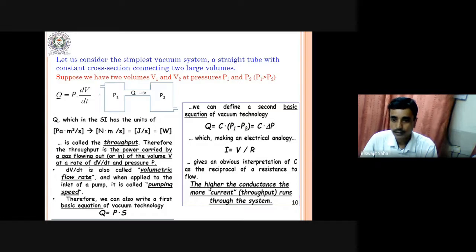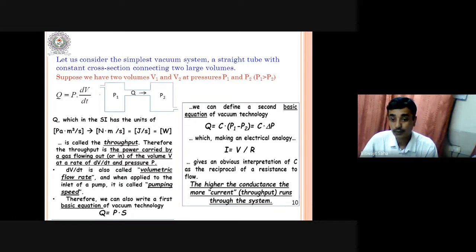And on the right hand side, we can see another basic equation, which is the second important equation in vacuum technology: Q is equal to C times (P1 minus P2), that is C into delta P. All of us are familiar with the well-known equation of electric current, that is Ohm's law. Current is equal to V by R. That is, electric current is proportional to the potential difference, and inversely proportional to the resistance, or we can say proportional to conductance.